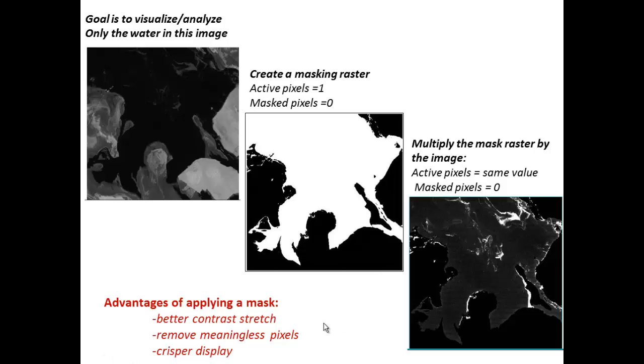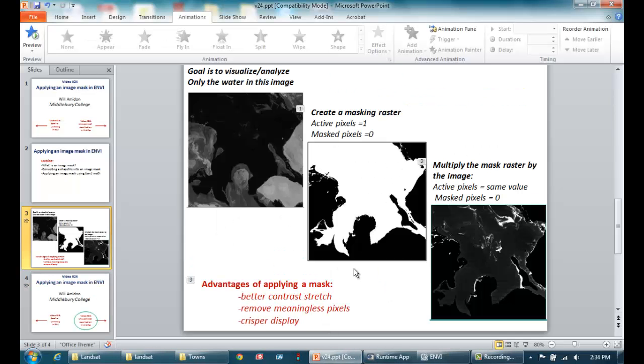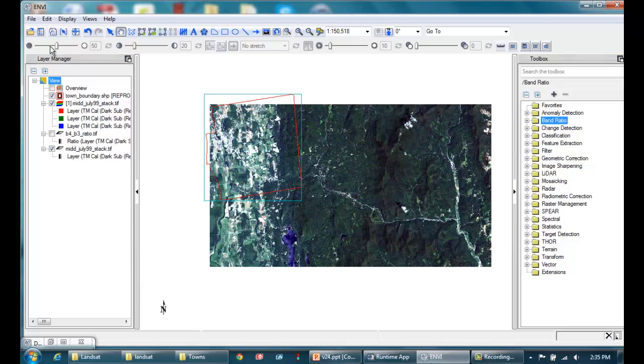So now that you know what a mask is and why it's useful, let's go into ENVI and see if we can make one. So I've got a project all set up here. What I've got is my multi-band Landsat image that we clipped in a previous video. This is the Middlebury area. And then I've got overlain on it my map of the town boundary of Middlebury. That's a polygon shapefile.